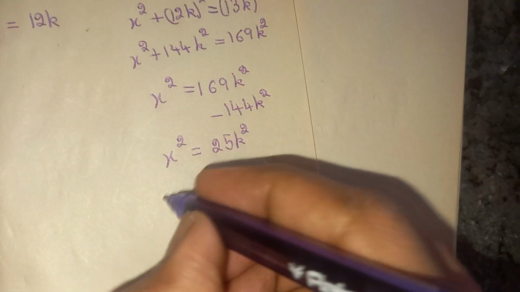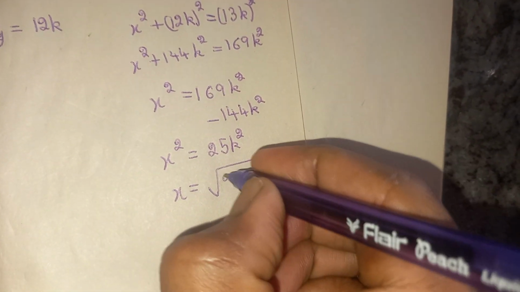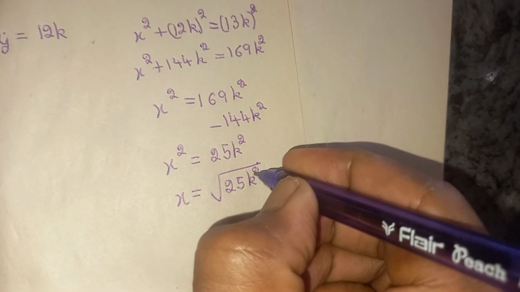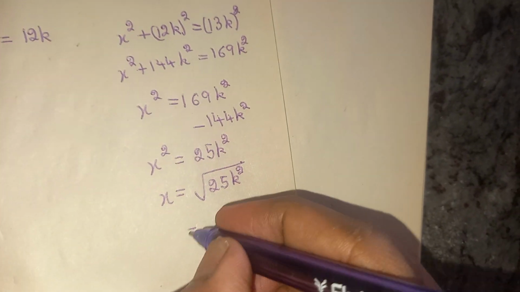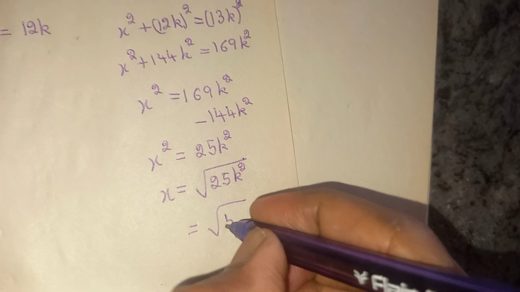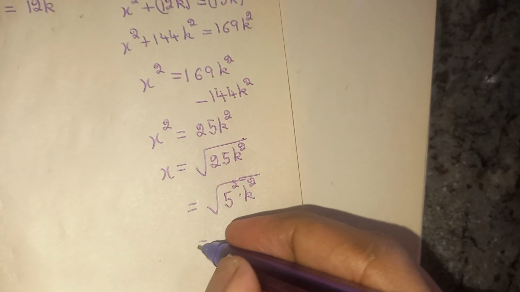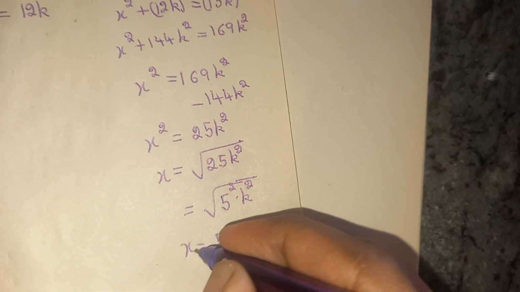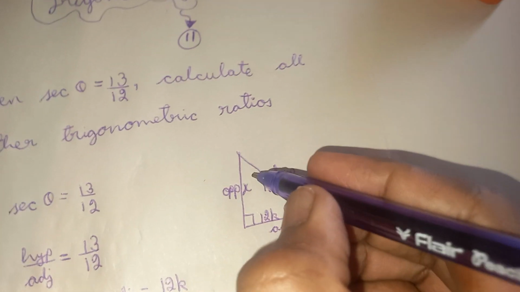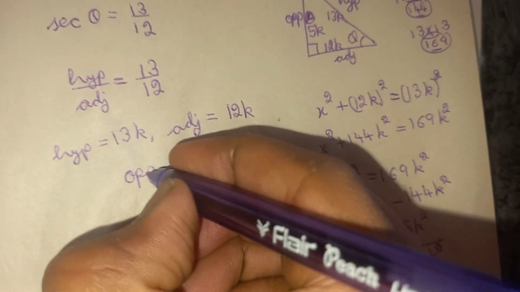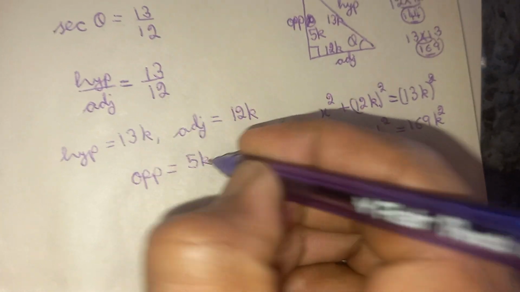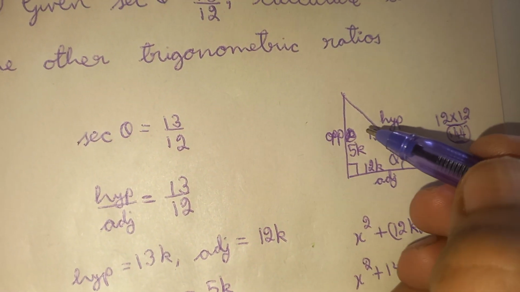Now x equals the root of 25k square. 25 is 5 times 5, or 5 square times k square. When both come out of the root, it becomes 5k. That is the value of x. So the opposite side is not x, it is 5k. So opposite equals 5k. Now let's find the values of all the other trigonometric ratios.